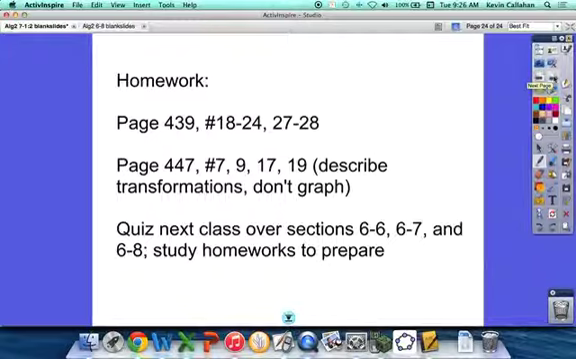So in the homework, from the first section, this 18 to 24, you just have to say, is it growth or decay based on the value of B, and what is the y-intercept? Those should go pretty quick. The 27 and 28, they're giving you an initial value and a growth rate or decay rate. Try to do like the one example we did. And then these 4, 7, 9, 17, and 19, it says graph, but you really just describe the graph. Describe what were all the transformations. That's enough.